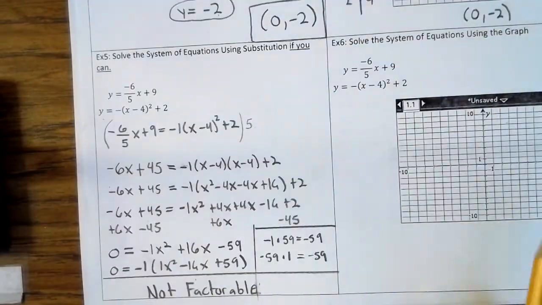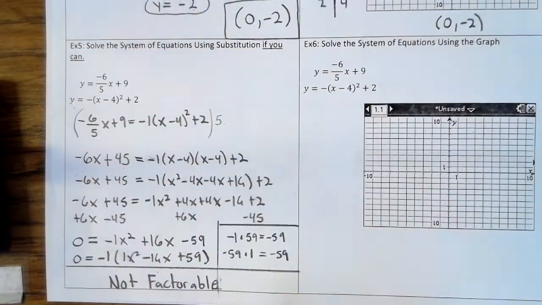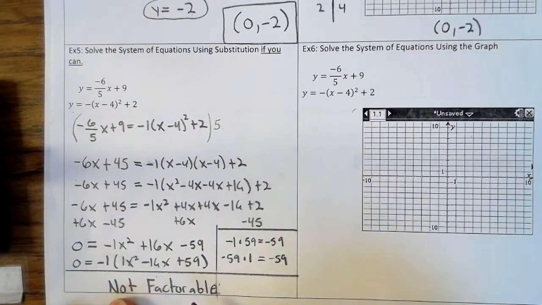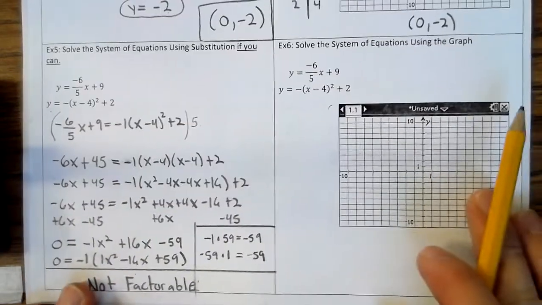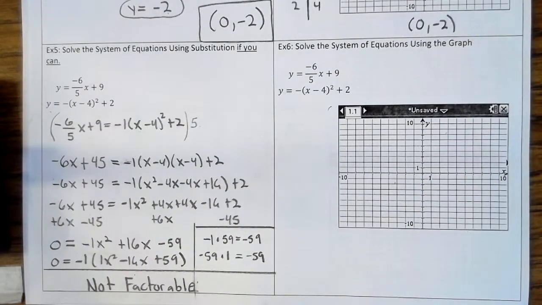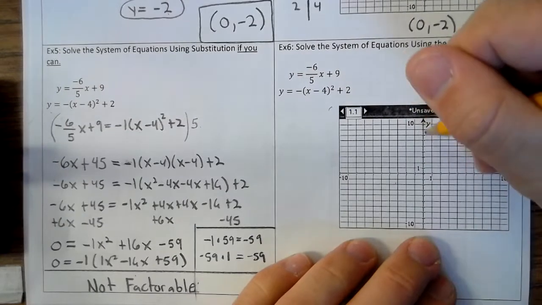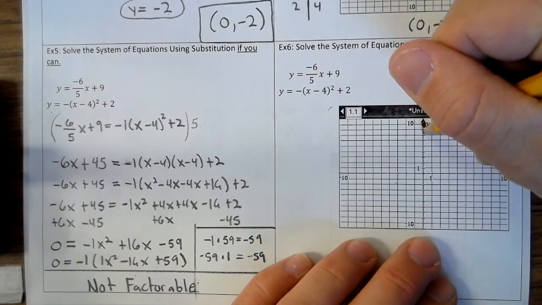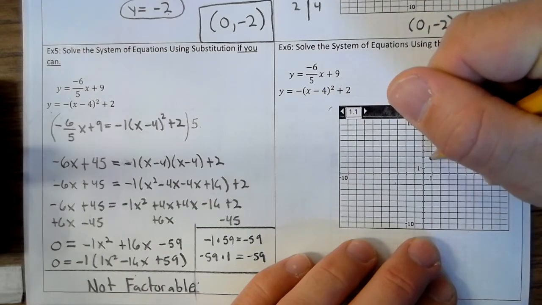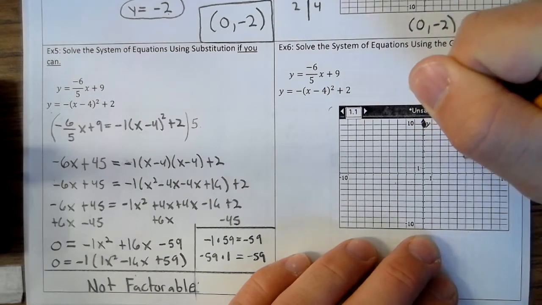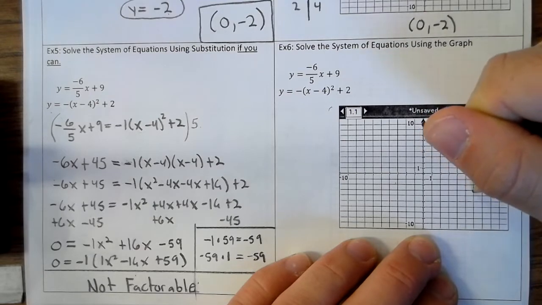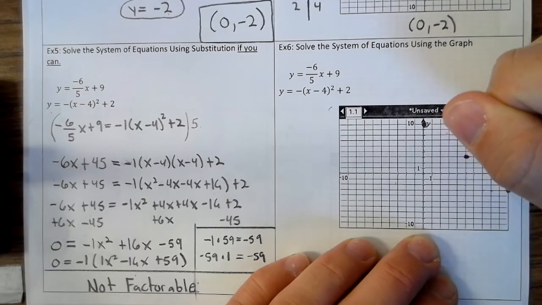Okay, let's see what not factorable looks like when we solve the system by graphing. Now to graph the first line, we start at 9, so (0, 9), and we go down 6 to the right 5. So down 1, 2, 3, 4, 5, 6, to the right 1, 2, 3, 4, 5.